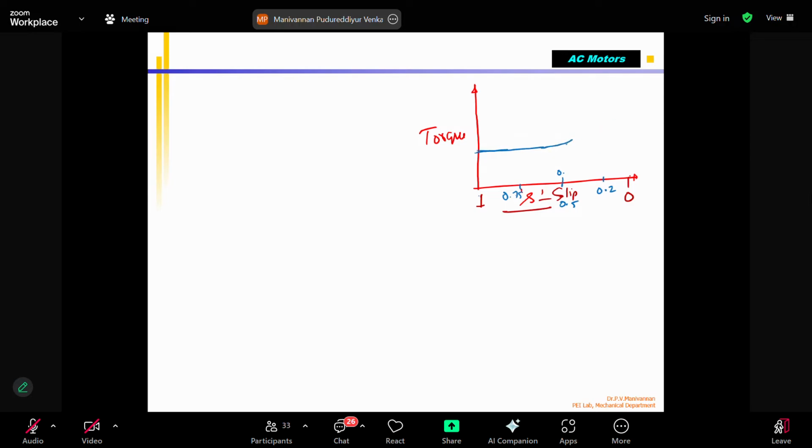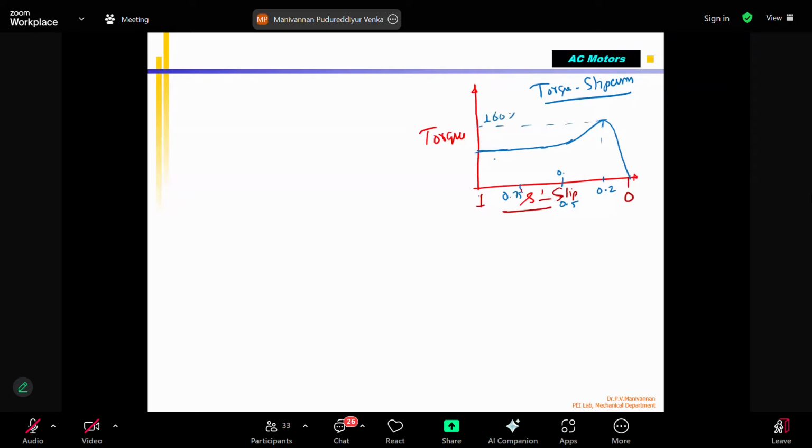It peaks at 0.2. Maximum torque is generated when the slip value S equals 0.2, and then it will start dropping quickly. It drops quickly like this. This is the torque versus slip curve. And we can say that the peak maximum is 160%.